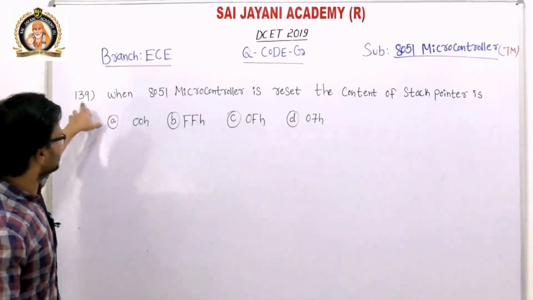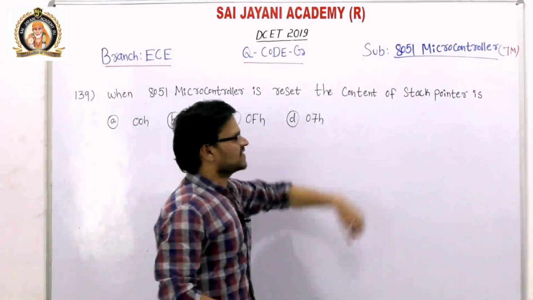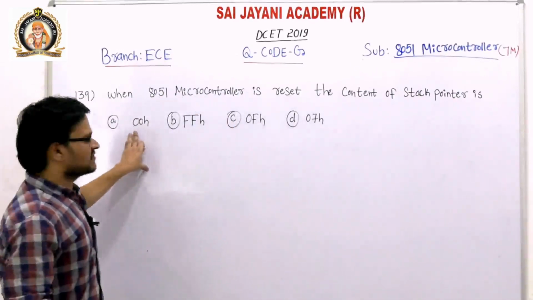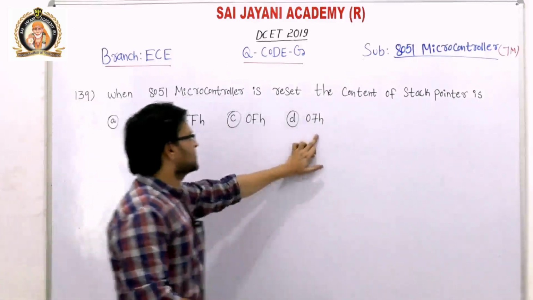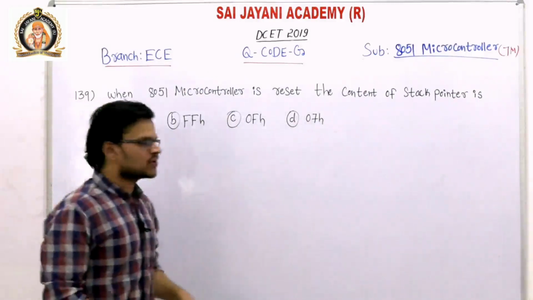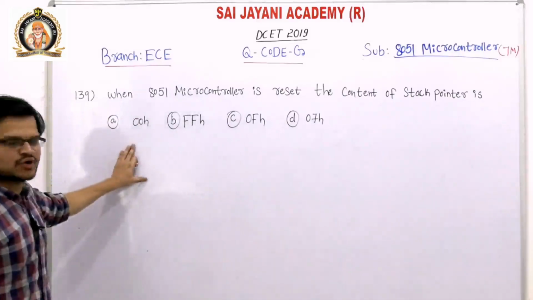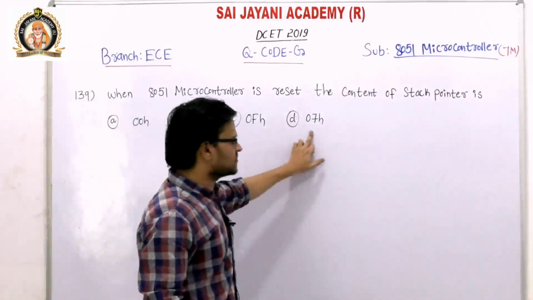Question number 139. When the 8051 microcontroller is reset, then the content of the stack pointer is... They are given 4 options: 00H, FFH, 0FH and 07H. I will tell the question once again. When the 8051 microcontroller is reset, then the content of the stack pointer is... They are given 4 options: 00H, FFH, 0FH and 07H.